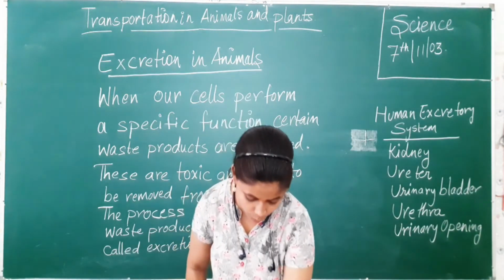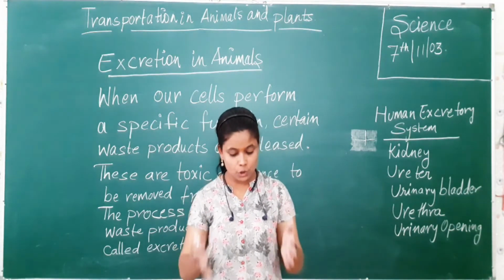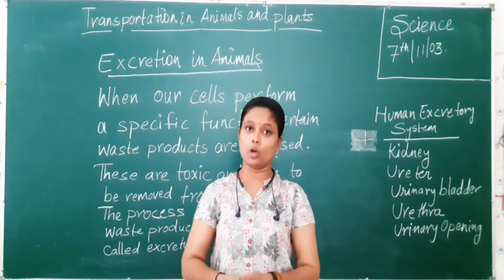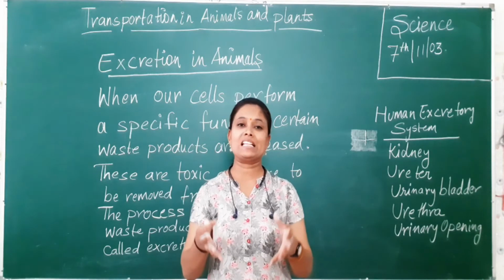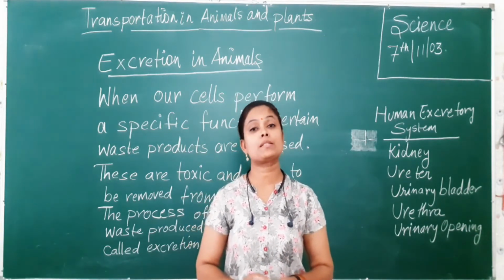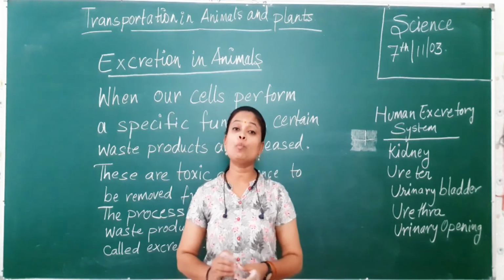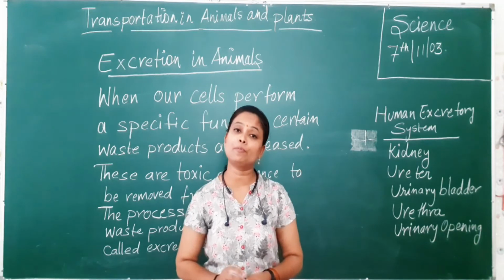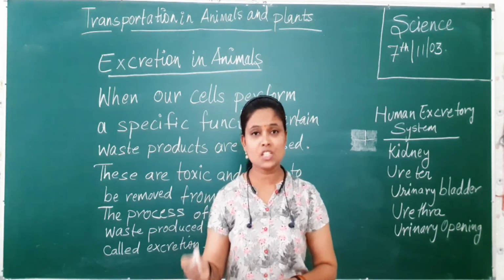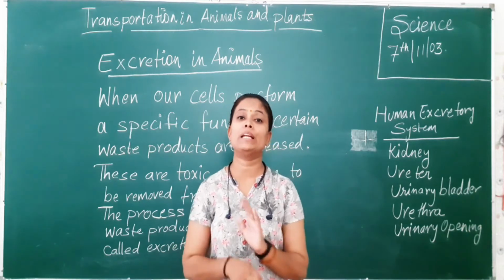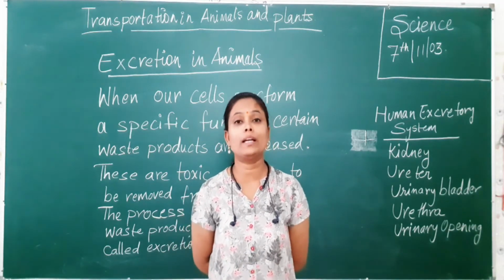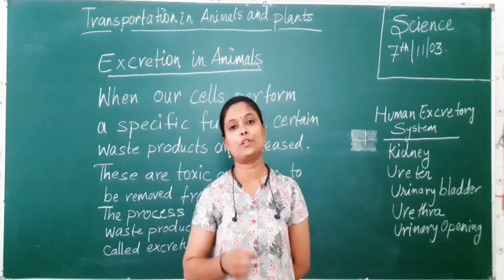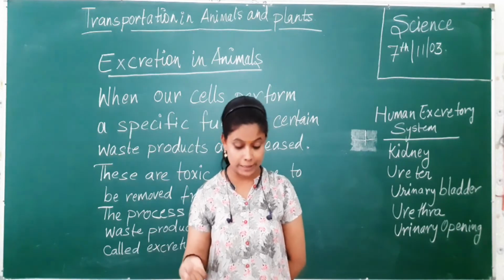Now next, what do we have? Now what does the urine consist of? When we pass the urine out of the body, it consists of 95% water, 2.5% urea, as well as 2.5% other waste materials. So this is the complete structure of urine. What did I say? 95% water, 2.5% urea, and the remaining 2.5% is waste material too.